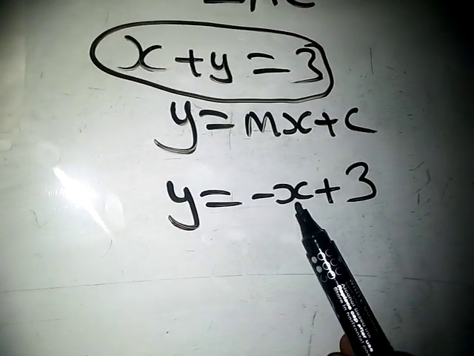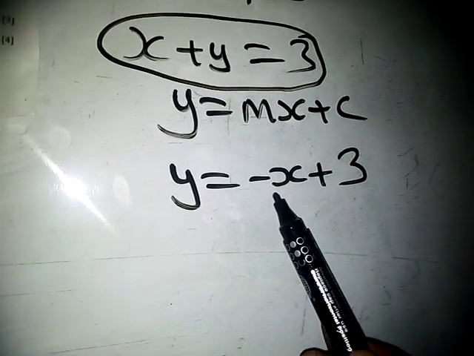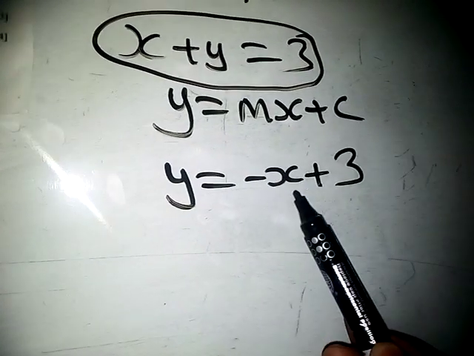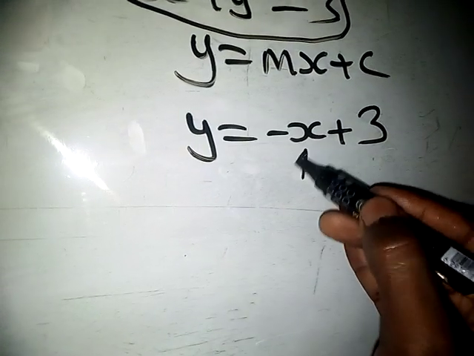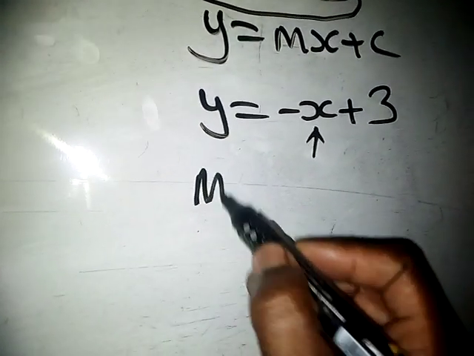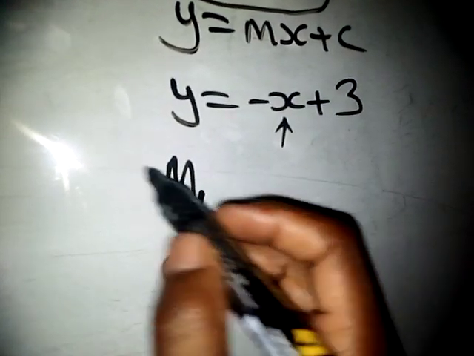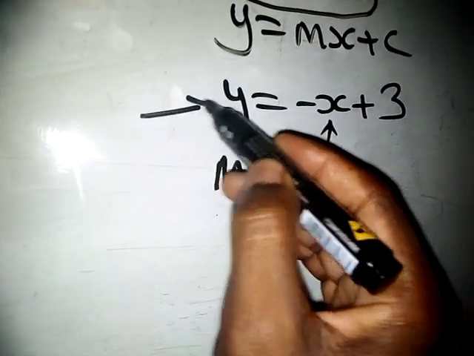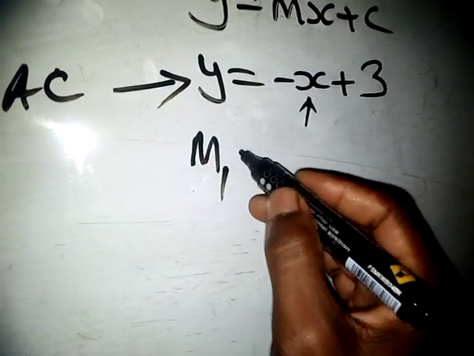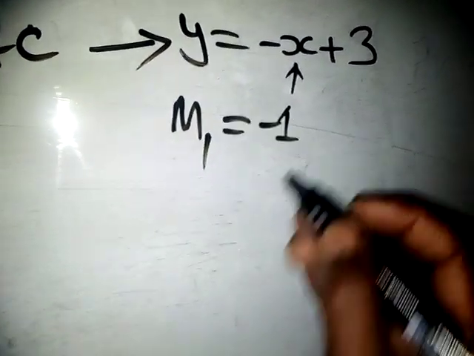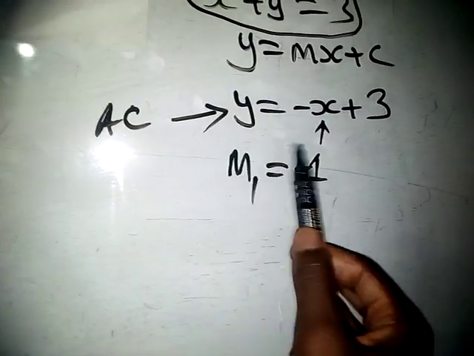So from here it's just a matter of comparing the gradient. We see that the gradient of this particular line AC is -1. The gradient is basically the coefficient of x here. So in this case, the gradient, which I can call m1, is the gradient of line AC. Take note, this is the line here whose gradient is -1. Okay, so I'll label it m1 as the gradient of the line AC.